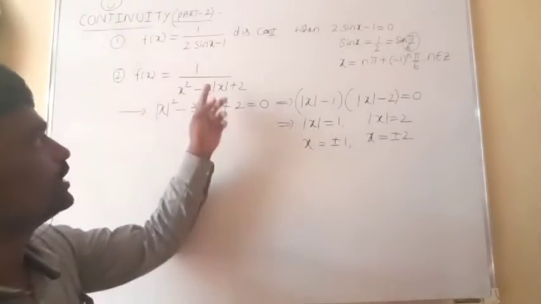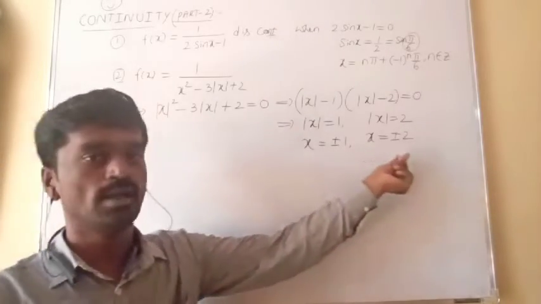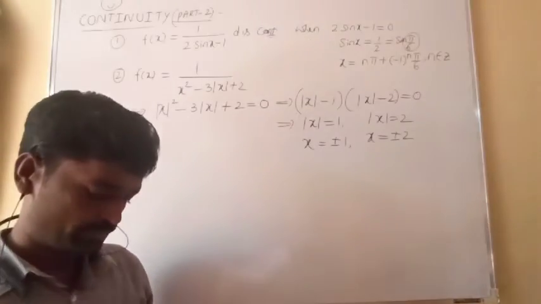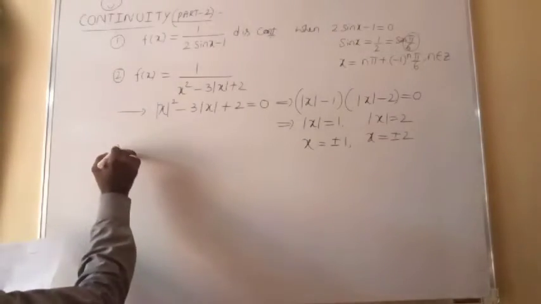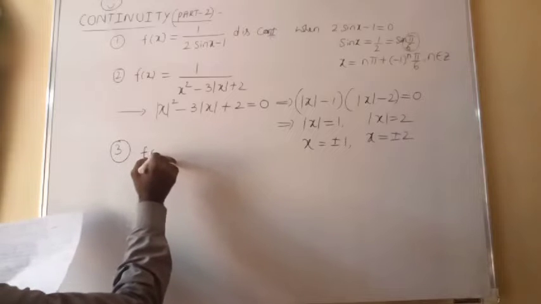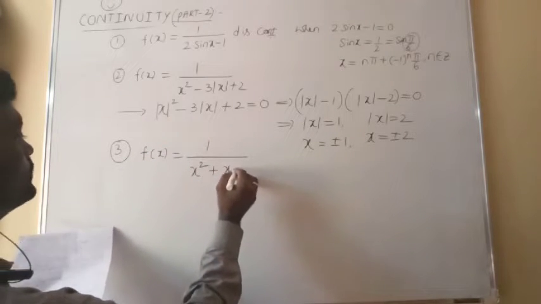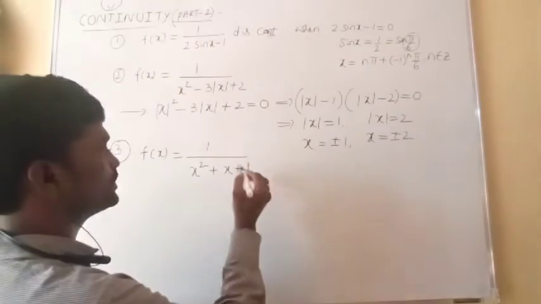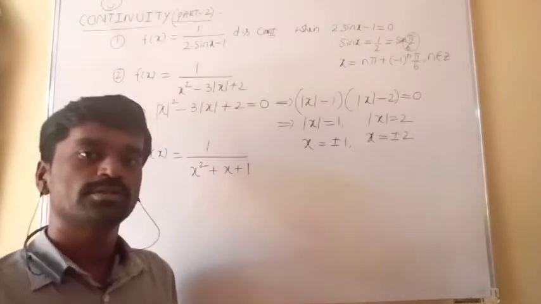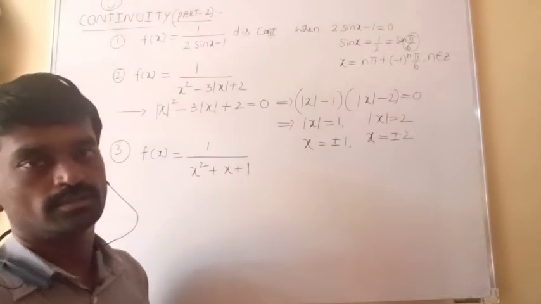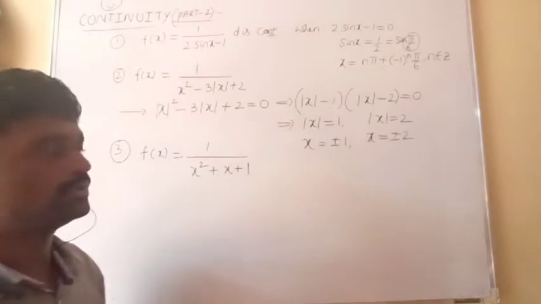So that means the given function is discontinuous at 4 points, which are plus or minus 1 and plus or minus 2. So this is also an interesting problem. f of x is equal to 1 upon x square plus x plus 1. So it is clearly a rational function. This function is continuous wherever it is defined. So clearly this function is discontinuous when the denominator is 0.